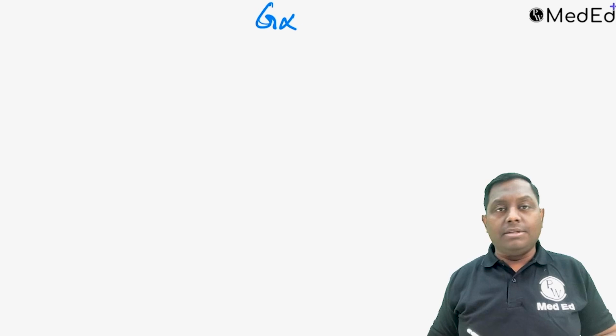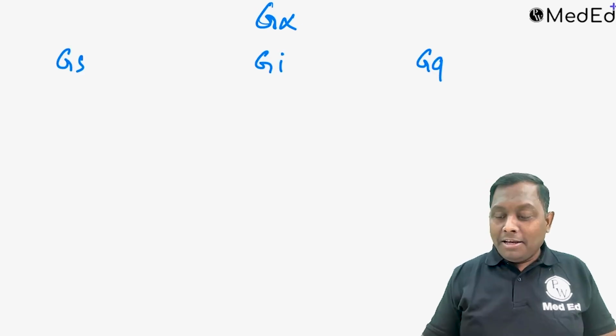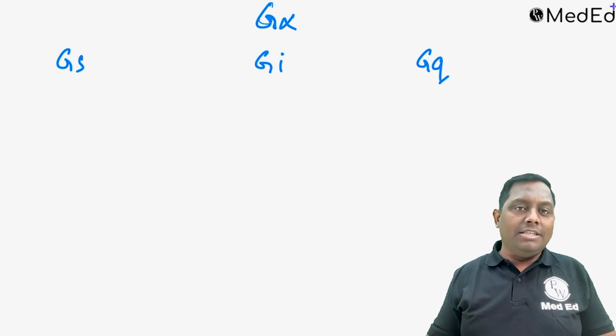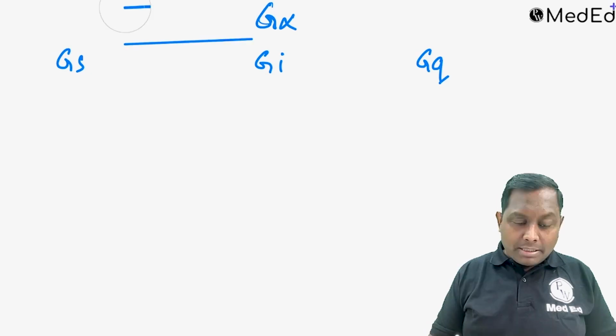G alpha is divided into G alpha S, G alpha I and G alpha Q. Considering that alpha is the active one, we will only talk about alpha: G alpha S, G alpha I, G alpha Q.